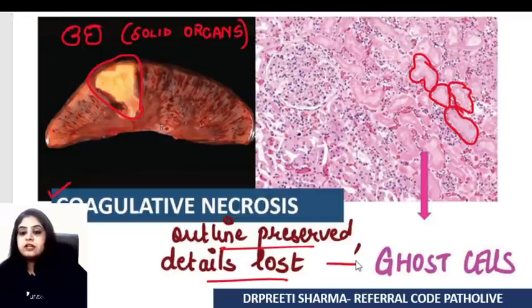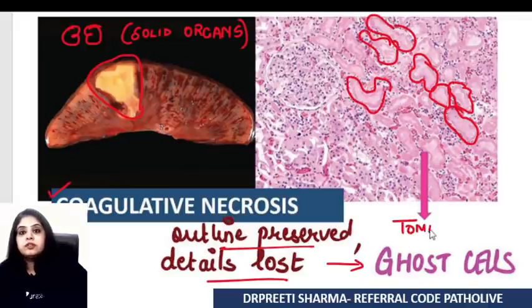Can I call such kind of cells as the ghost cells? That is, only the outlines of the cells are seen and the details are lost. These are ghost cells, and because you're seeing so many ghosts over here, it's basically become like a graveyard, right? So they call this the tombstone appearance. Tombstones, I hope you all have seen those tombstones that are kept on top of the grave. So because there are too many ghosts over here, they've called it a tombstone appearance. So picture number one, coagulative necrosis.